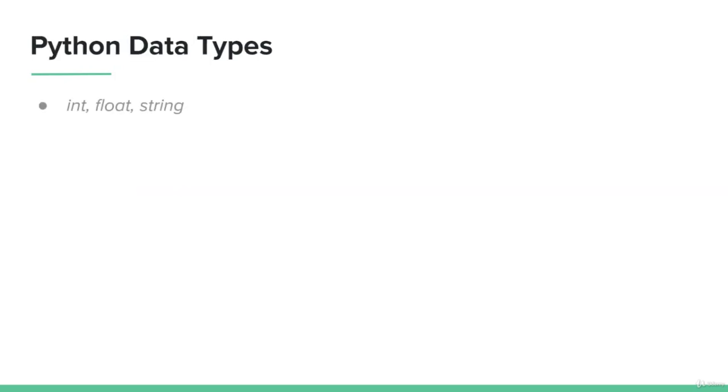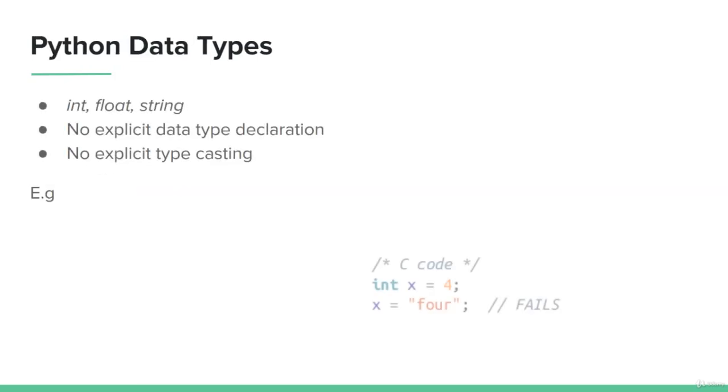So let's talk about Python data types. We have seen when we were studying variables that there are different Python data types: integer, float, string. However, in Python there is no explicit data type declaration, which means there is no explicit typecasting as well. As we saw earlier, we didn't have to declare the type of variable in which we were storing the data.